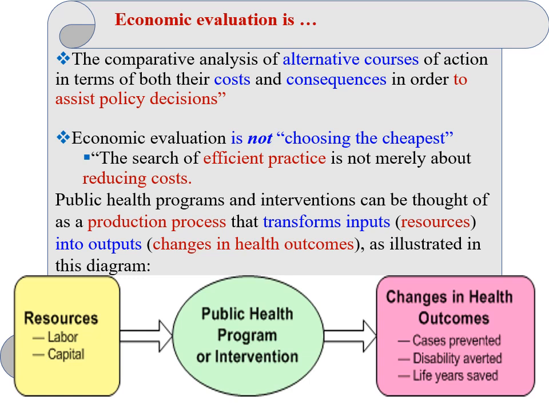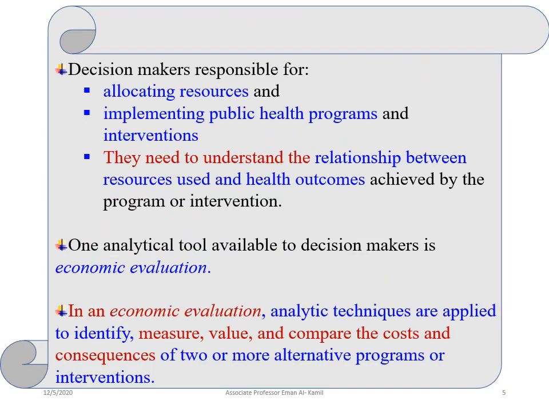So input to process and the outcome, which is output, which are cases prevented, or disability prevention, or life saving, the prevention of death. For example, prevention of different health problems, improvement in the health of the people. All of these are considered the outcome of a health intervention.